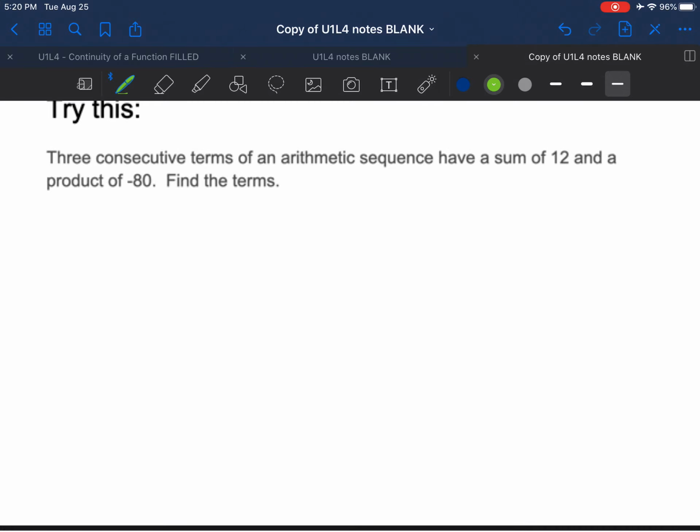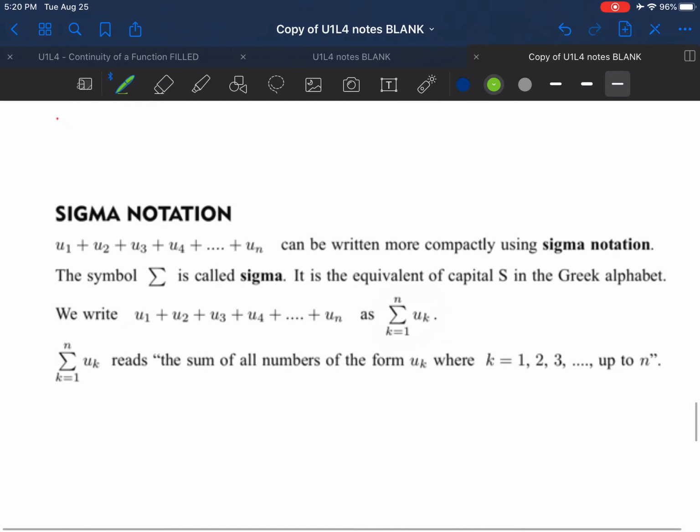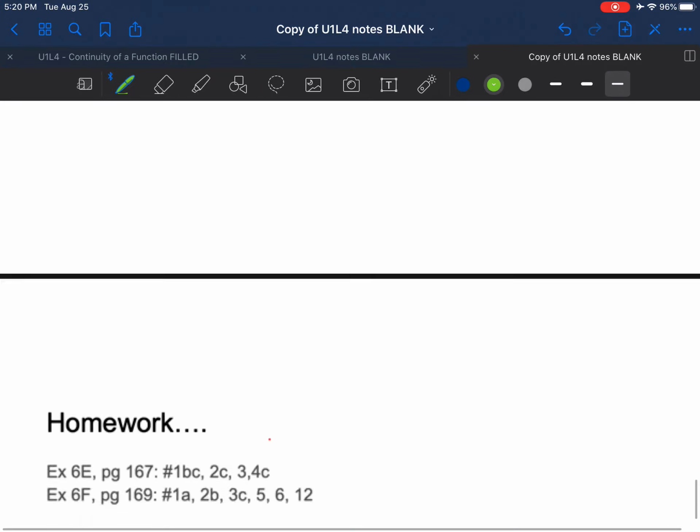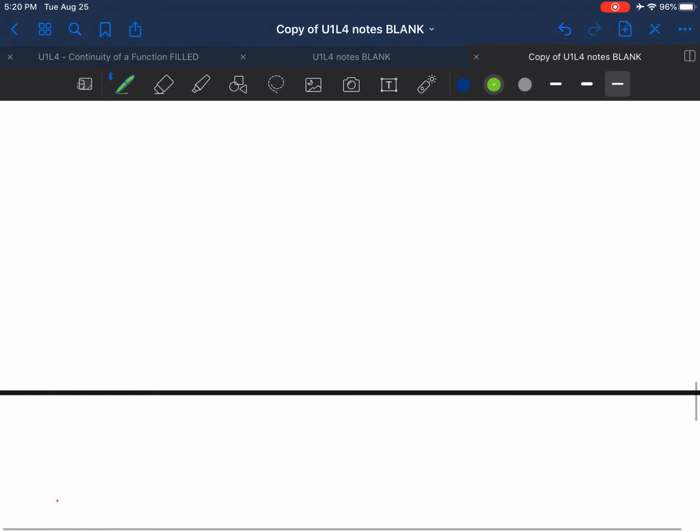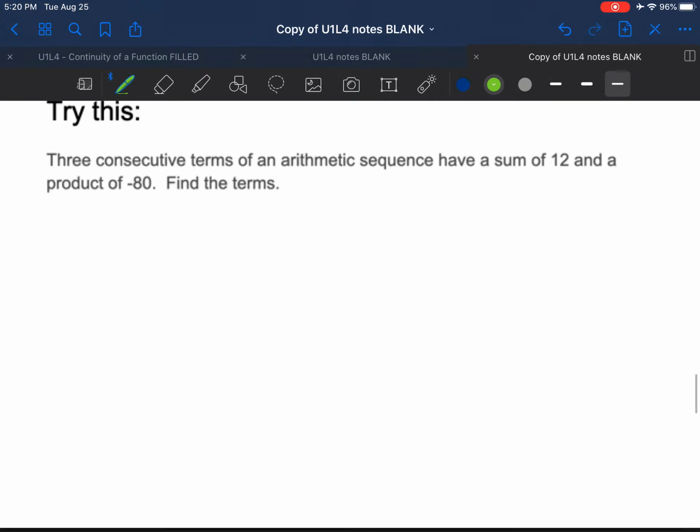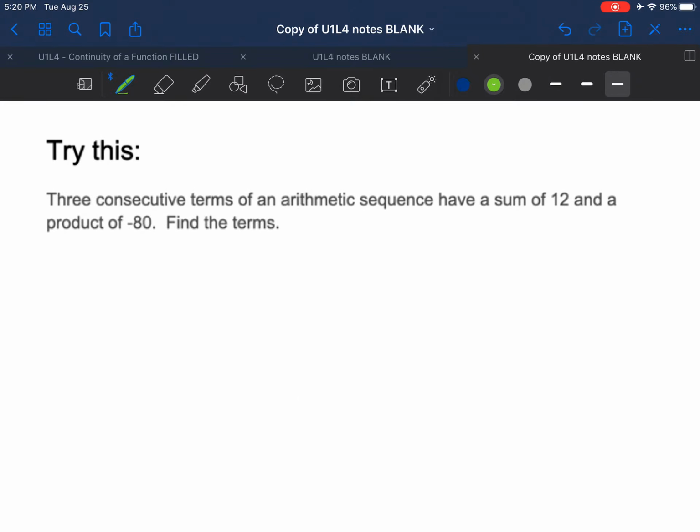Okay, let's see, what do we have left? We have sigma notation introduction. We have a good amount of stuff left, but we'll get through it quickly. We'll level up in terms of difficulty. 3 consecutive terms of an arithmetic sequence have a sum of 12 and a product of negative 80. Find the terms. Wow. Maybe we should just write this out generally first.